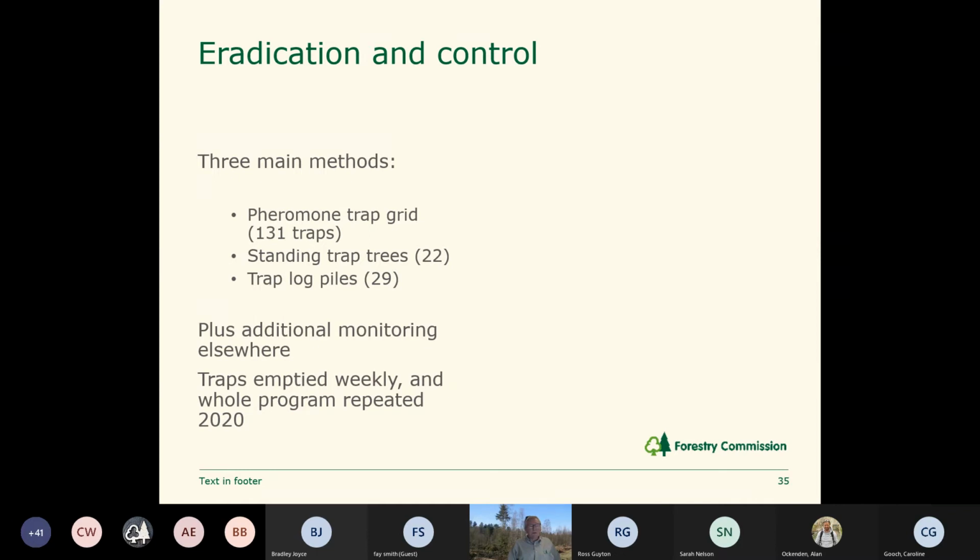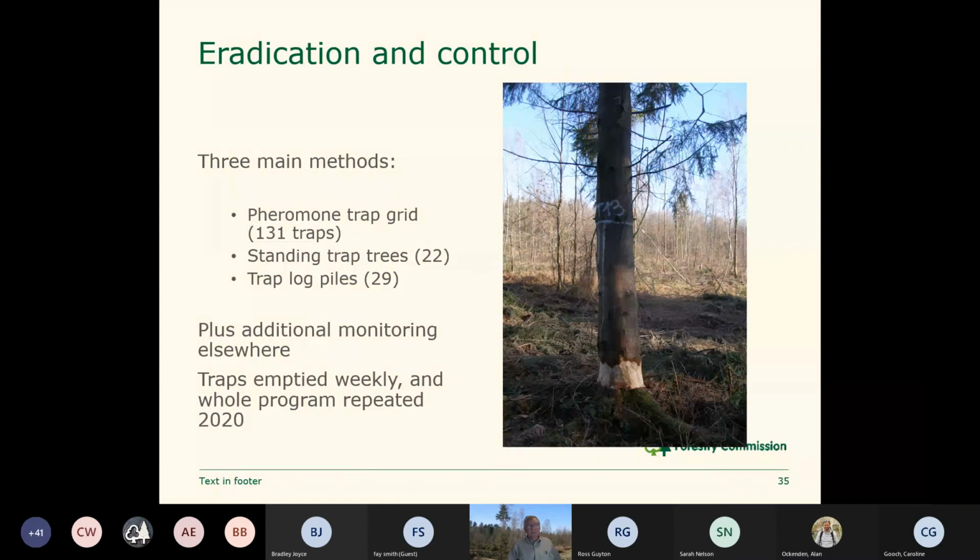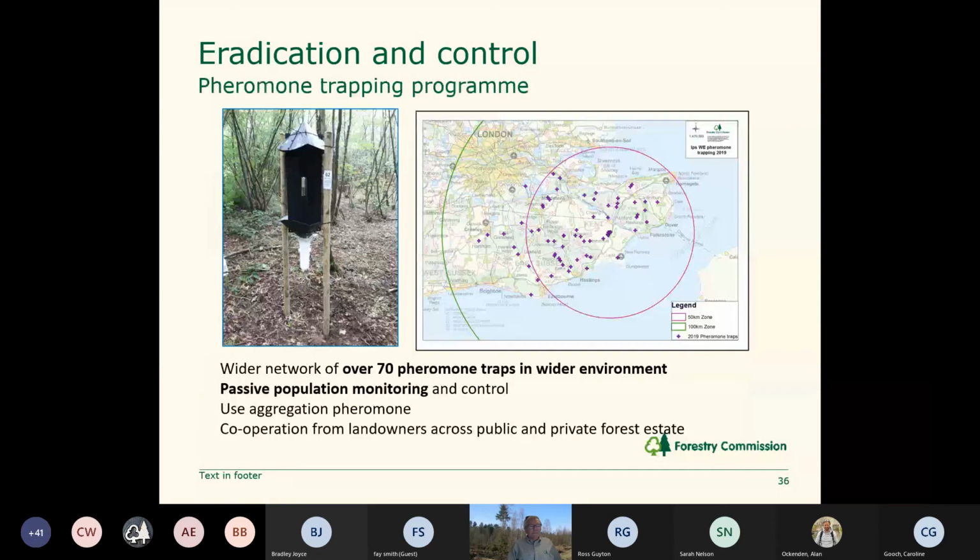The first year we also retained some standing trap trees and implemented some trap log piles. That was part of the eradication, but part of our ongoing understanding of the beetle and how it moved. There is additional monitoring right throughout the demarcated area and to a much further wider environment now. The traps are emptied twice weekly through the season, and all those beetles, as a quarantine beetle, are then sent to Alice Holt for counting and for disposal.